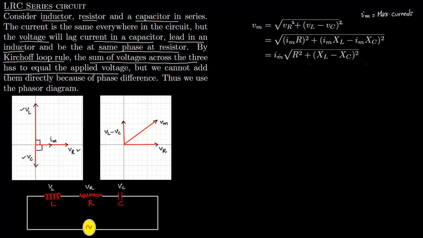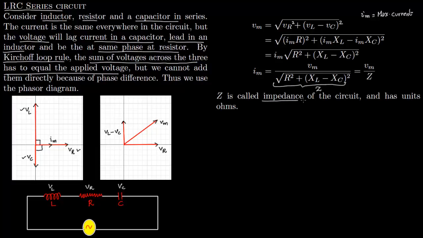You take Im out and then you get square root of R square plus XL minus XC square, and then you can solve for Im, and you denote this denominator by Z. So you get Vm by Z as the maximum current is equal to maximum voltage divided by Z. This Z is called impedance of the circuit, and again this has units as ohms.